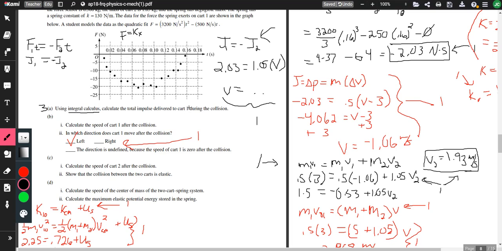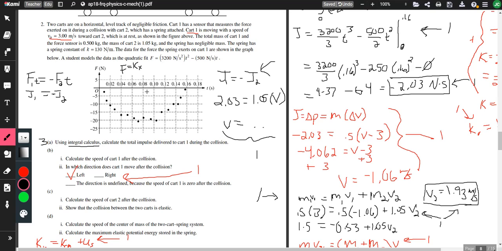And that's about it. So really, only one question actually required calculus. Everything else was really straightforward. And for the most part, like I said, it played off the idea of conservation.